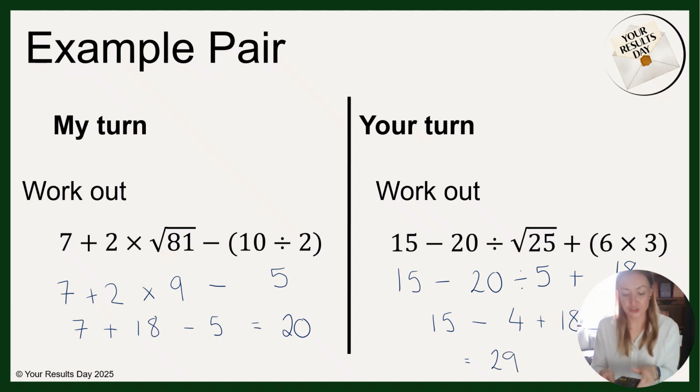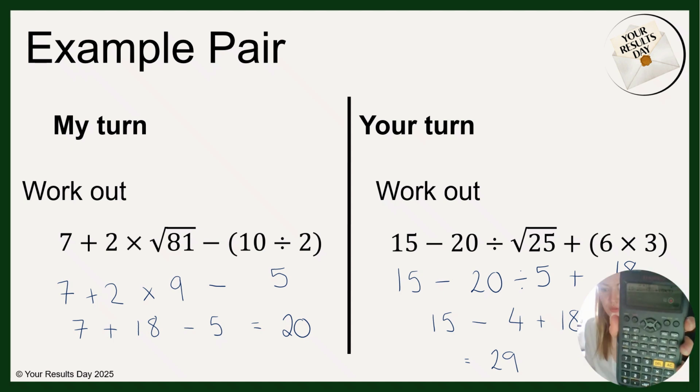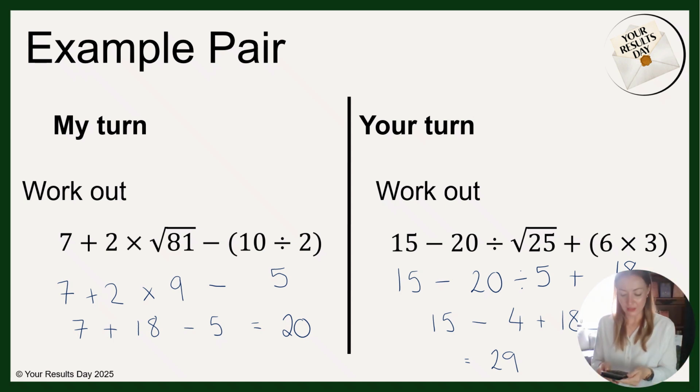And just to be sure, we'll double check it on the calculator. So I've got 15 minus 20 divided by root 25 plus, in brackets, 6 times 3 is 29. And notice what I've written on my calculator display is exactly as it's written in the question.